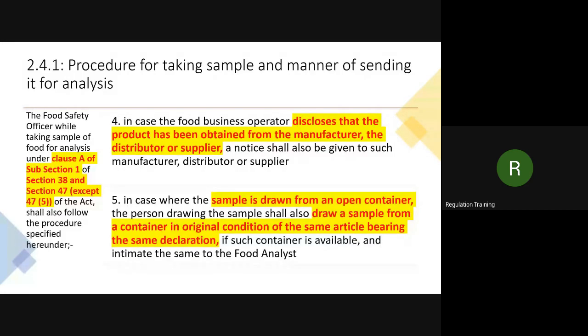So the takeaway here is that the shopkeeper, those who are selling, they are also part of that, and from where they have purchased, they are also part of that. So if any deviation is found, then legal action will be taken against both parties.